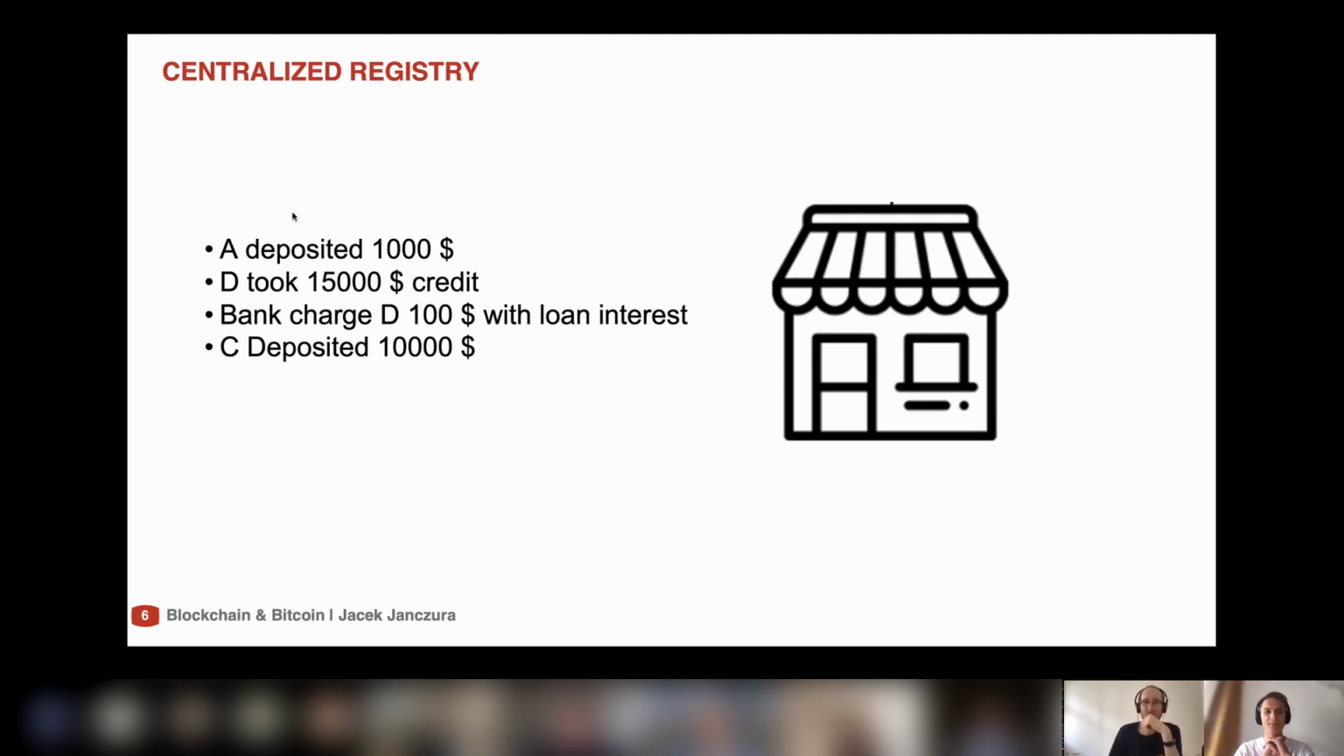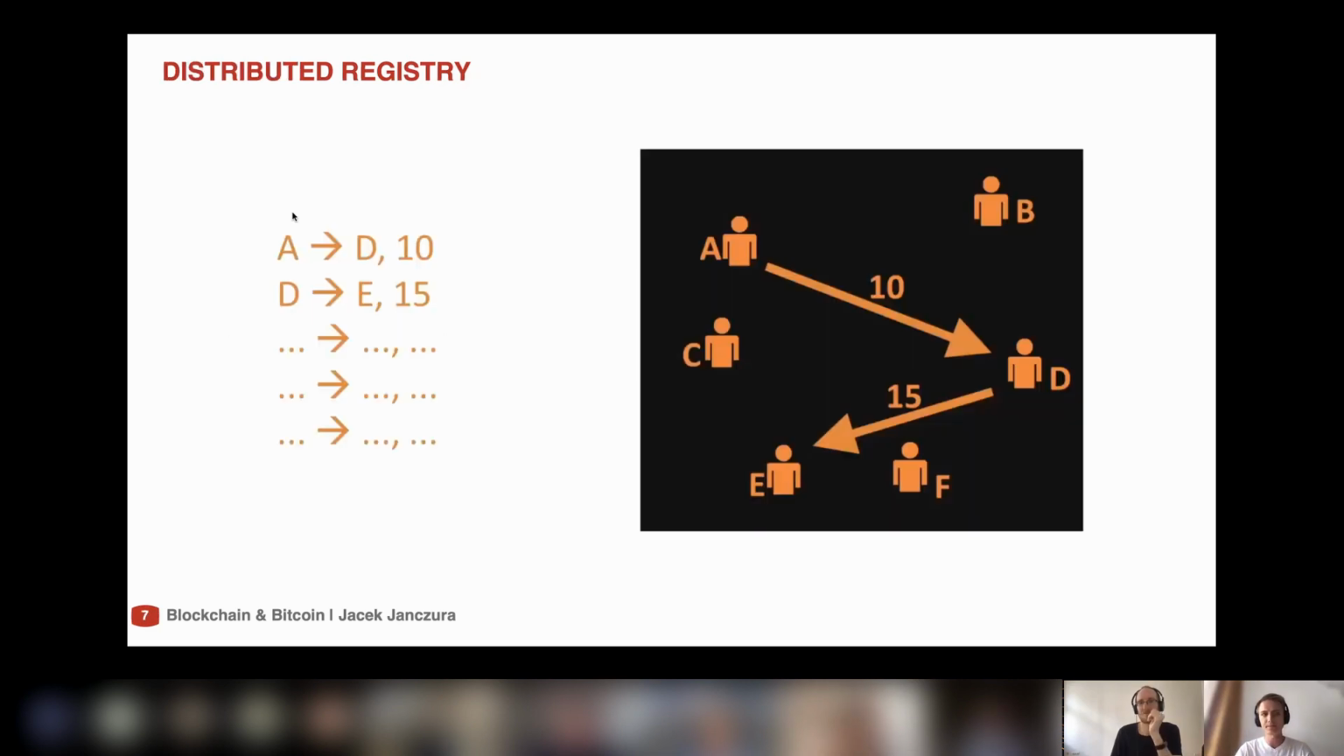Centralized registry, because I previously said that blockchain is a decentralized registry. So what is a centralized registry? A centralized registry is, for example, a bank that keeps all the data itself, like A deposited $1,000, B took a 15K credit, the bank charged a $100 loan interest, and C deposited $10,000. And for example, E has $200 on his account. That's a centralized registry.